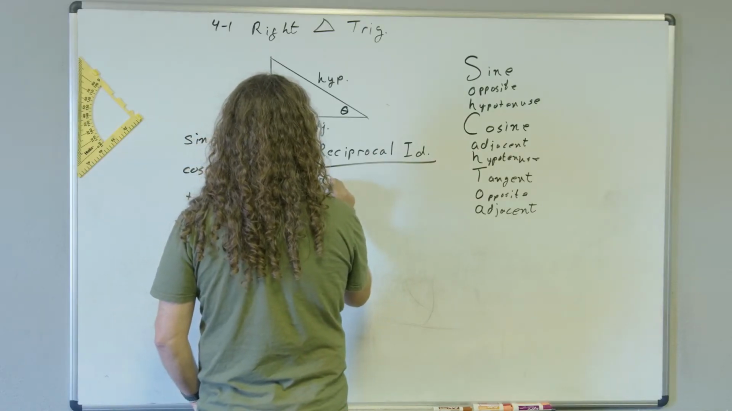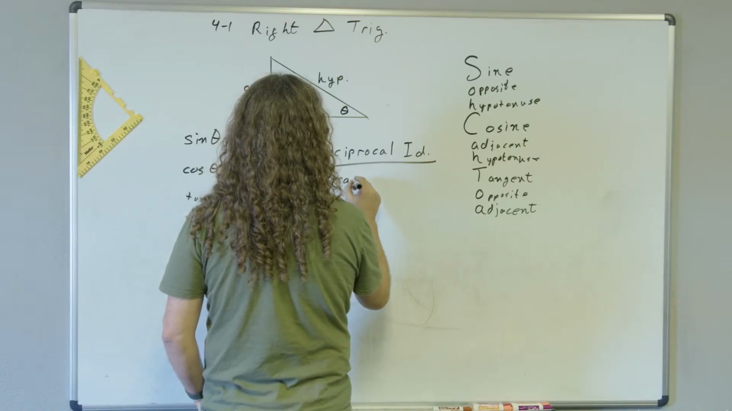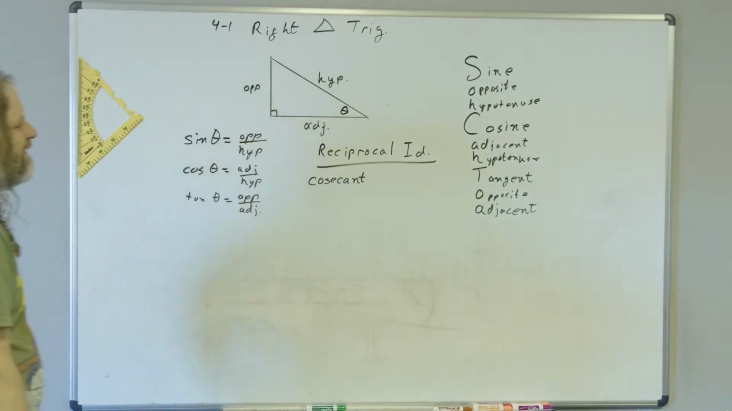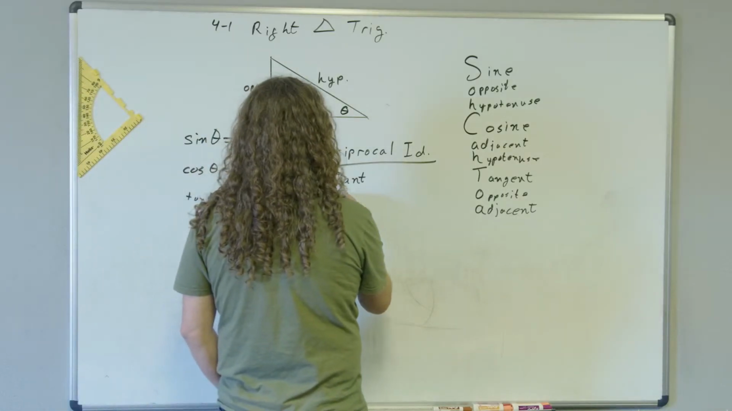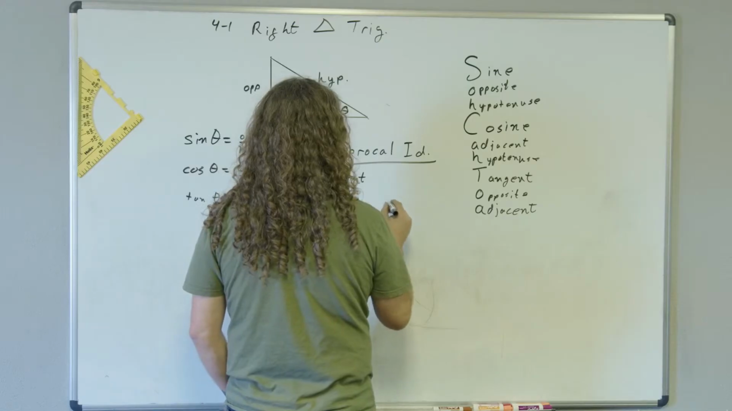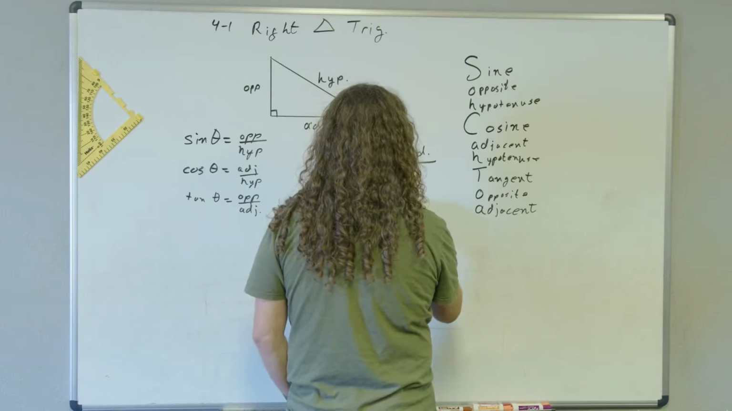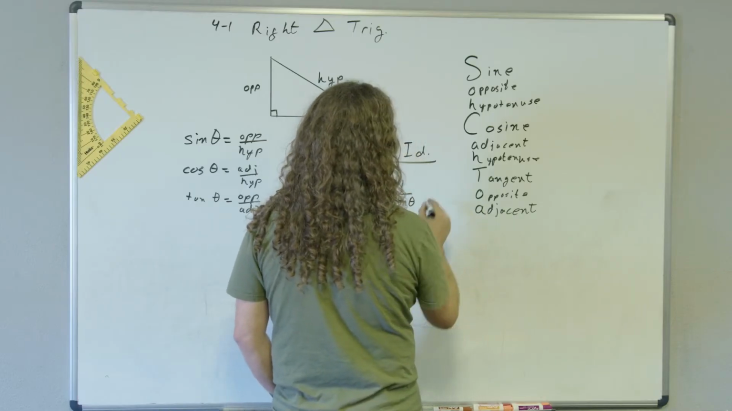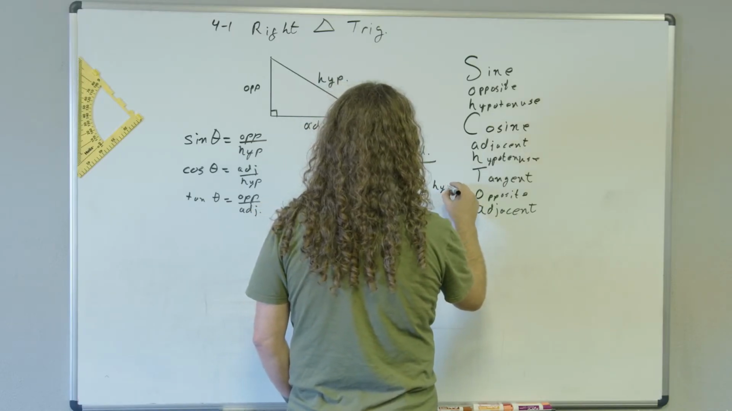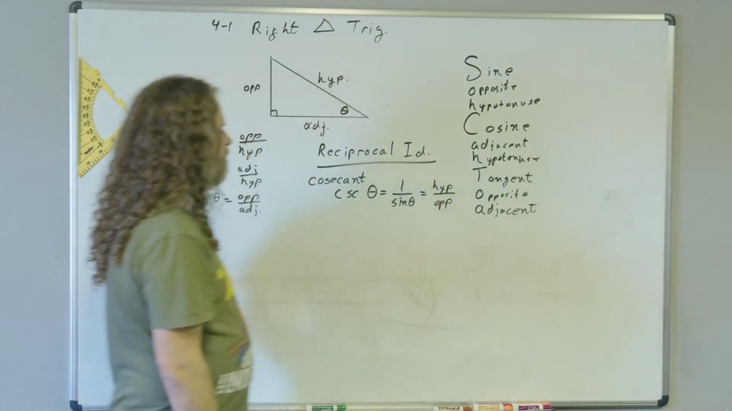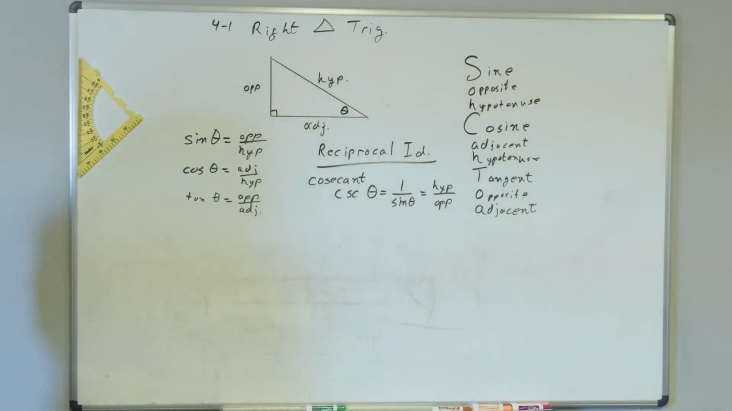Cosecant, that's what the heck that word is. What does the word mean? Cosecant, which is abbreviated CSC, of theta is 1 over the sine of theta. So that would be the hypotenuse over the opposite. Right? Easy peasy. So is this sine to the negative 1? That's different.